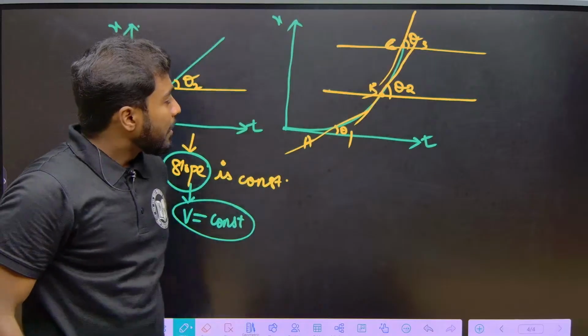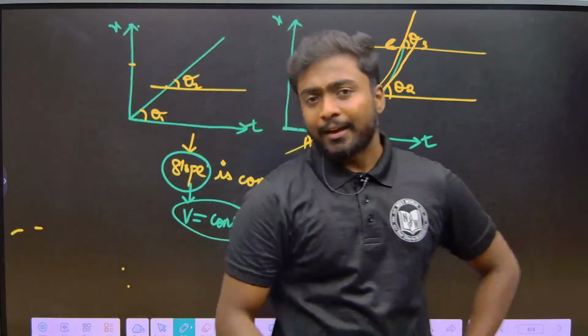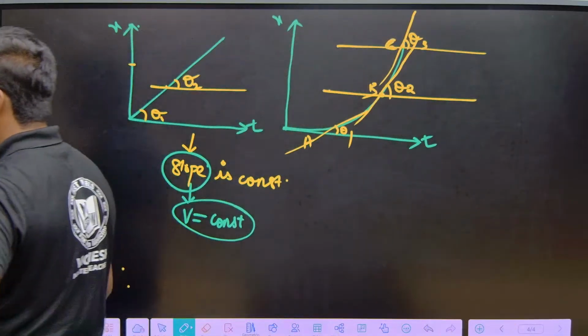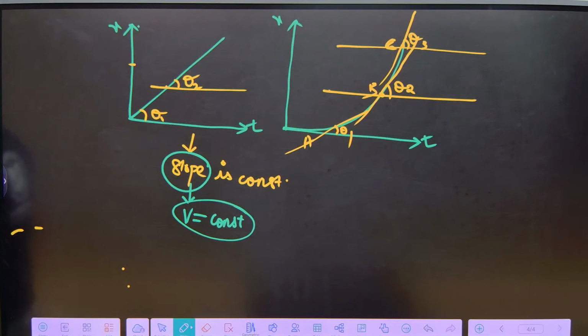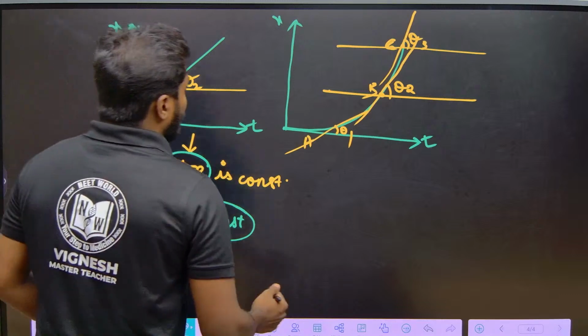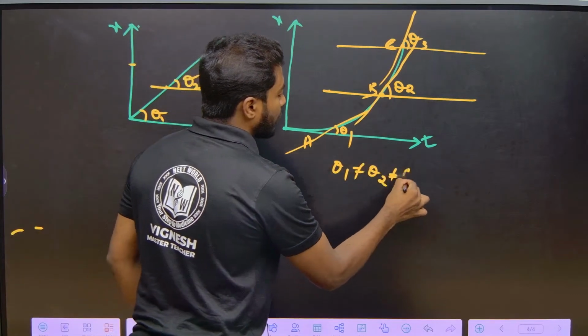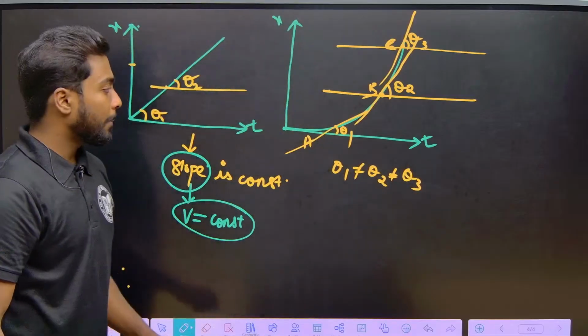So now you say theta 1, theta 2, theta 3, are they same or different? You can give a comment in the comment box, guys, whether the thetas are same or different. Yes, so theta 1 is not equal to theta 2 is not equal to theta 3. This is the thing, right?